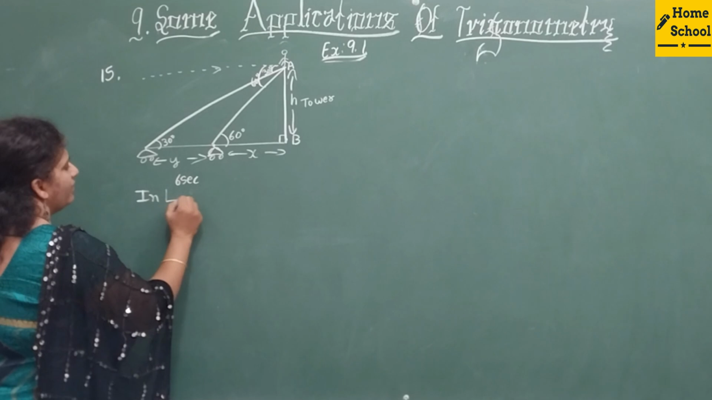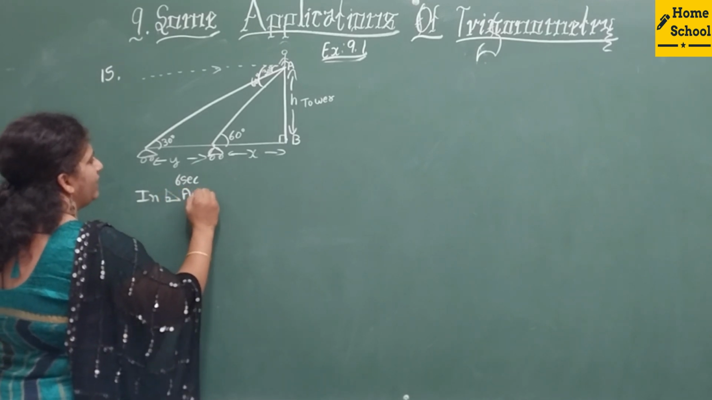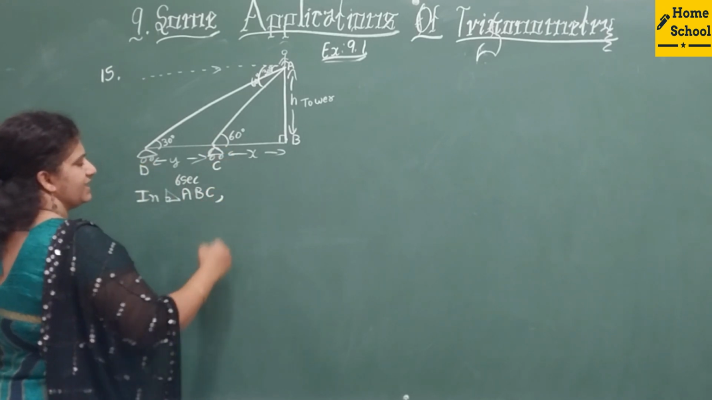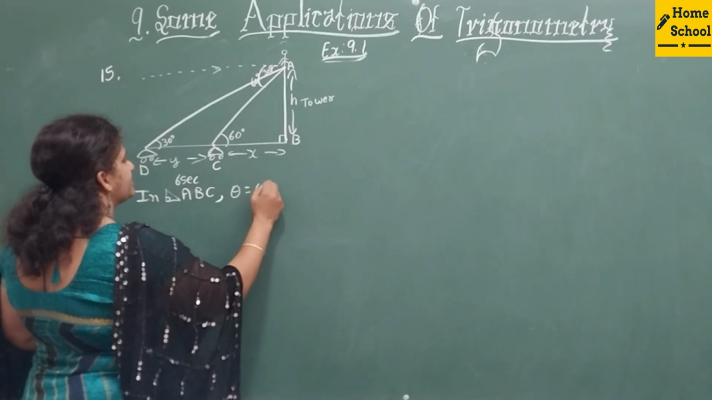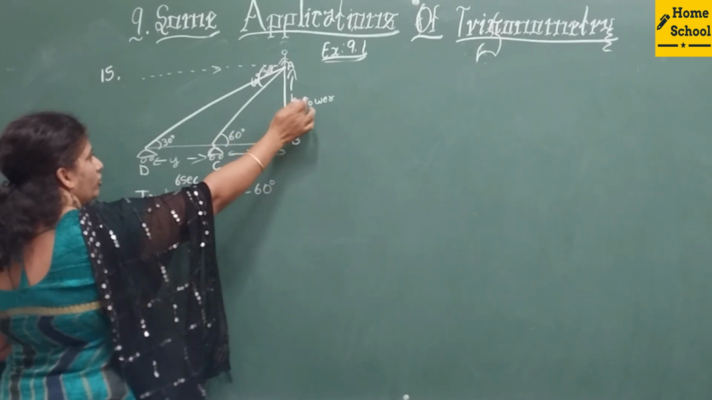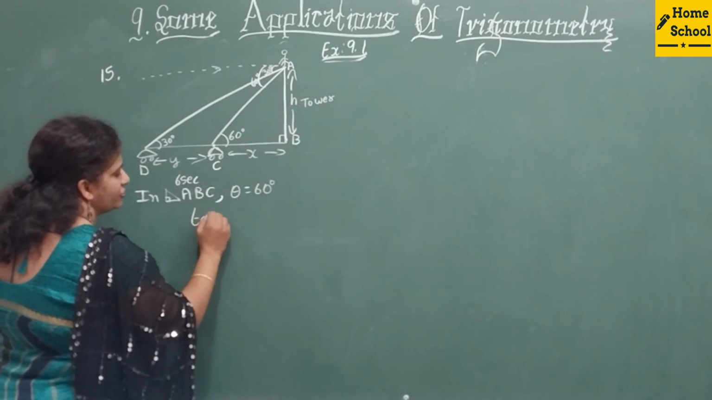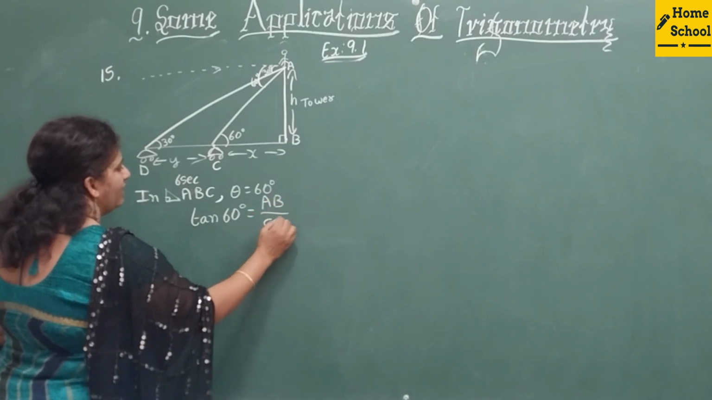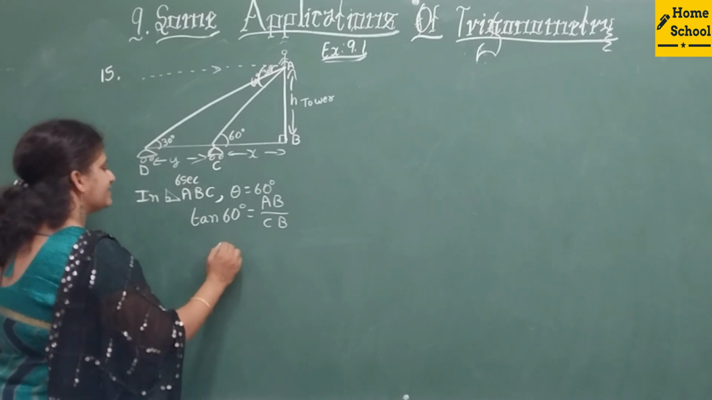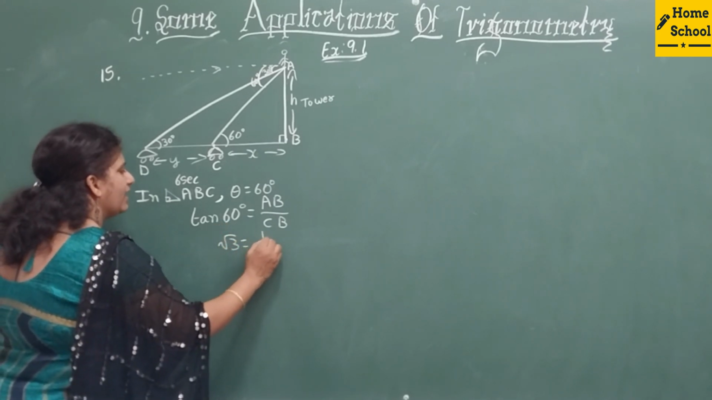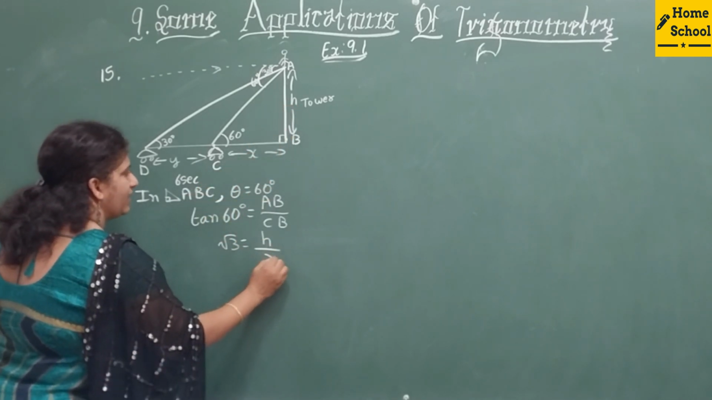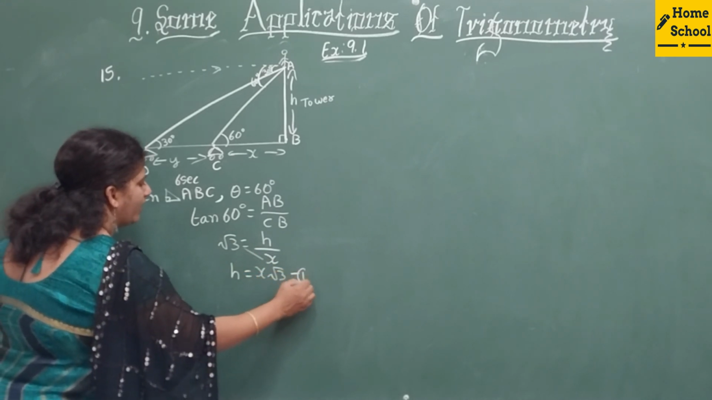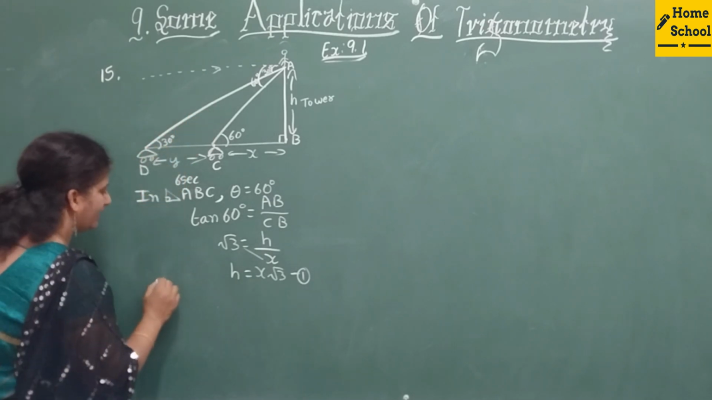In right triangle A, B, let us mark a letter C and here D. A, B, C. Angle theta is equal to 60 degree. I am talking about opposite and adjacent. That means tan ratio. Tan 60 degree is equal to opposite AB by adjacent CB. Tan 60 degree value is root 3. AB I have assumed it as h by CB x. Cross multiply, h is equal to x root 3. Mark it 1.